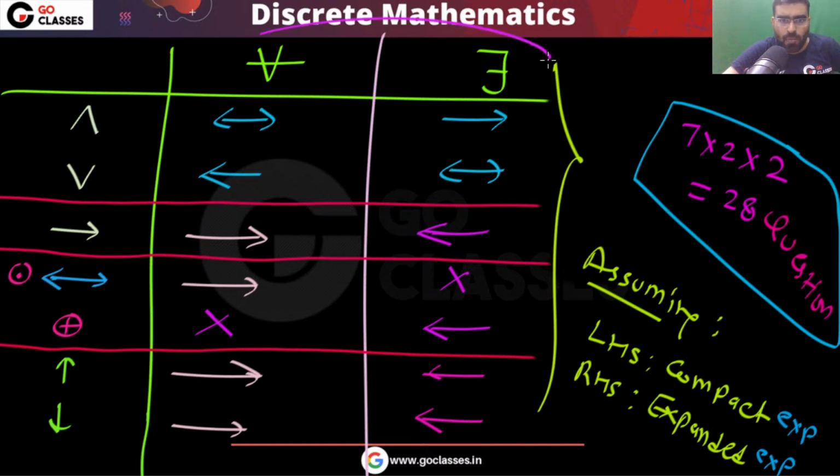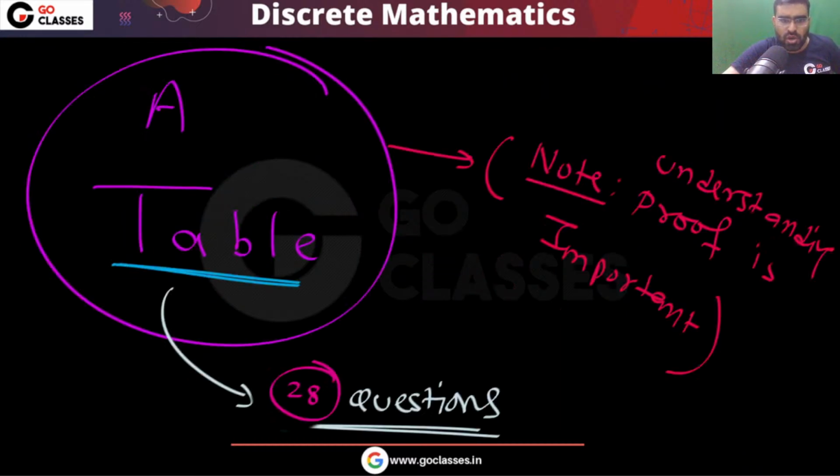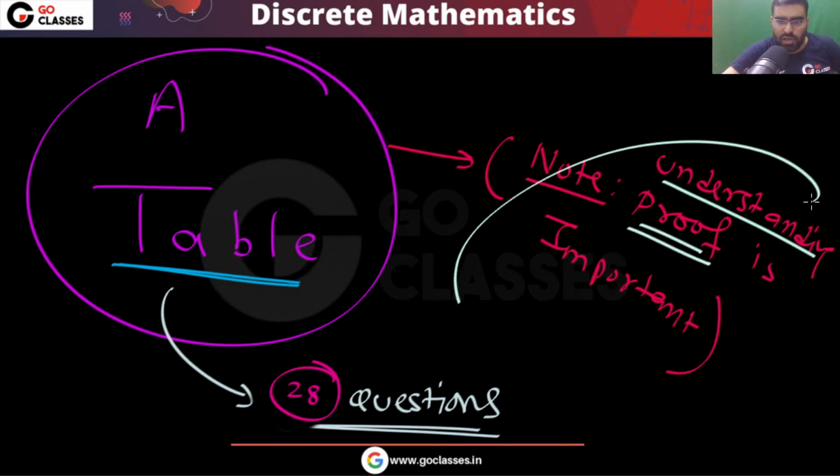If they mix the operators, or mix the quantifiers, like for all and there exists, if they do this type of mixing, then definitely this table is not going to help you. That is the reason I am telling you again and again that understanding the proof is very important. This table will help you in some situations and save you time. But remember, if you understand the proof, it will be helpful in all situations. In every situation, you will be able to solve the question.